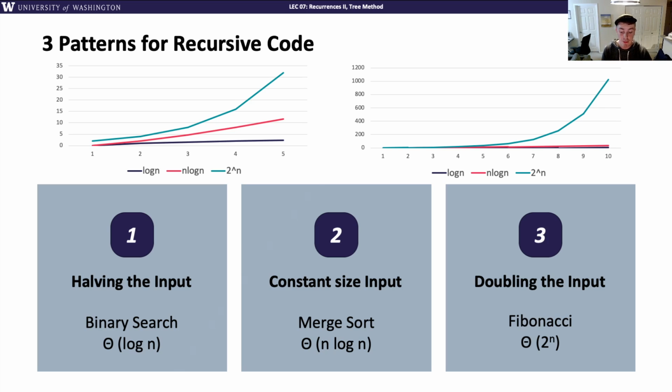This doubling of the input actually can happen in real life applications. And they can be kind of scary in the sense that even for moderate input sizes, you're not going to be able to actually compute anything useful.